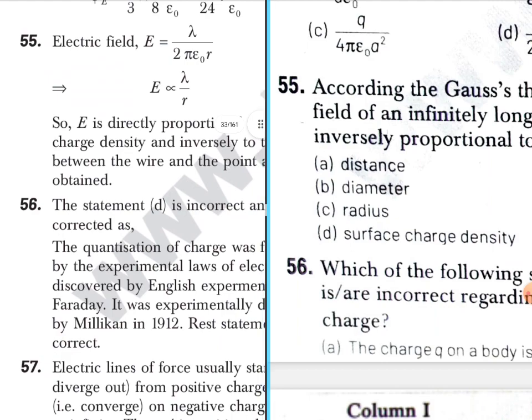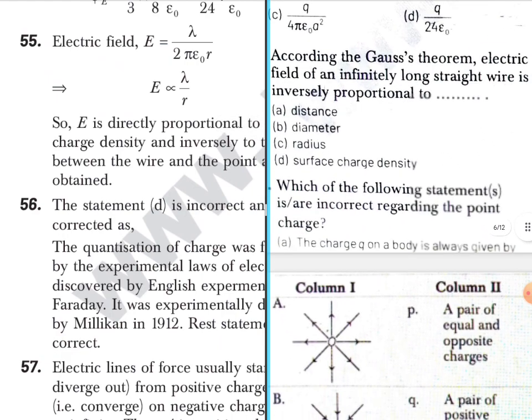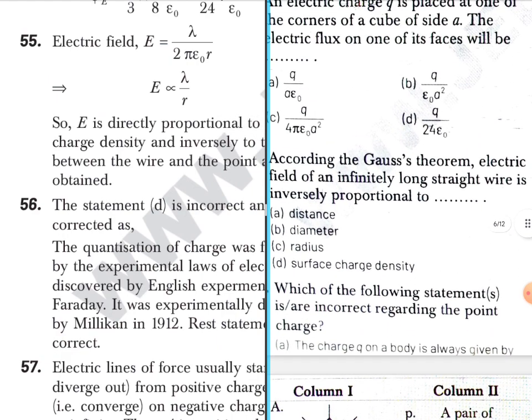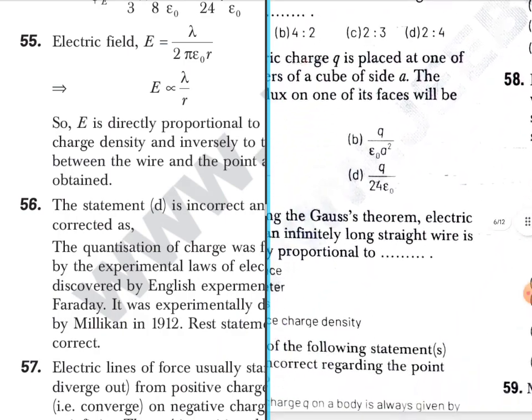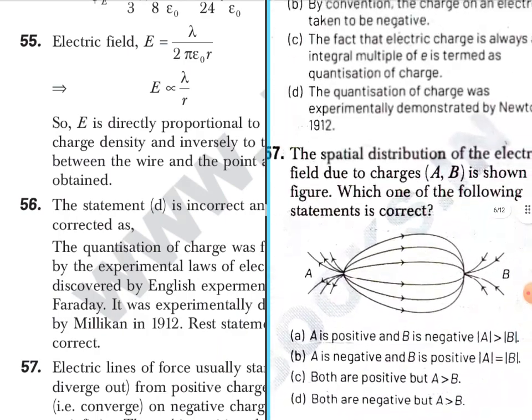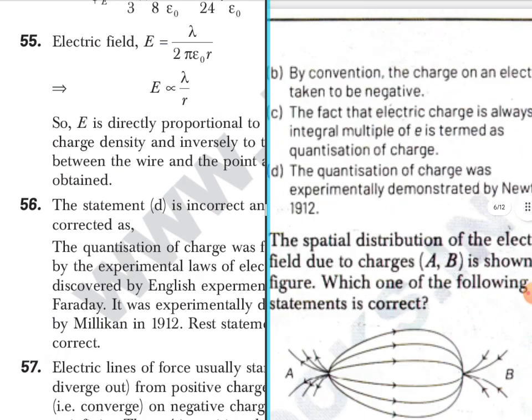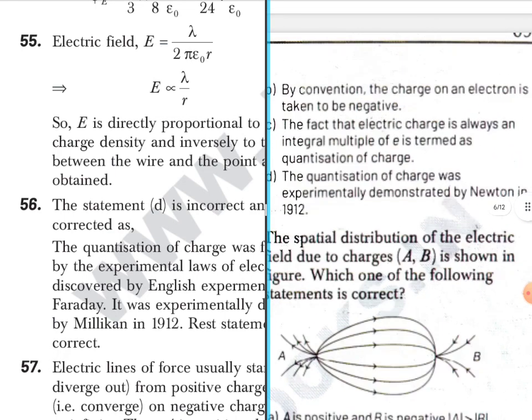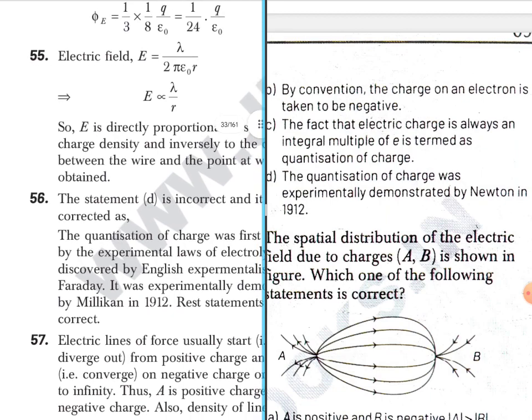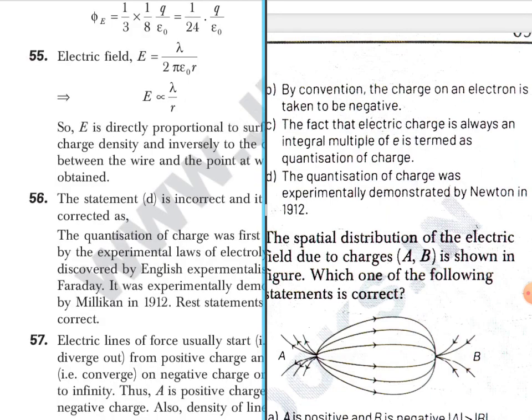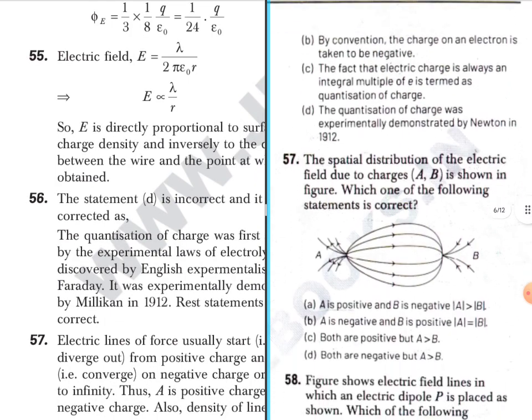56th question: which of the following statements is correct, or incorrect? I'll go for the incorrect one. Look at this: the quantization of charge was experimentally demonstrated by Newton. No, it was found by Millikan. Just know it, it's not Newton. Quantization was done by Millikan. So let's go to the next question.